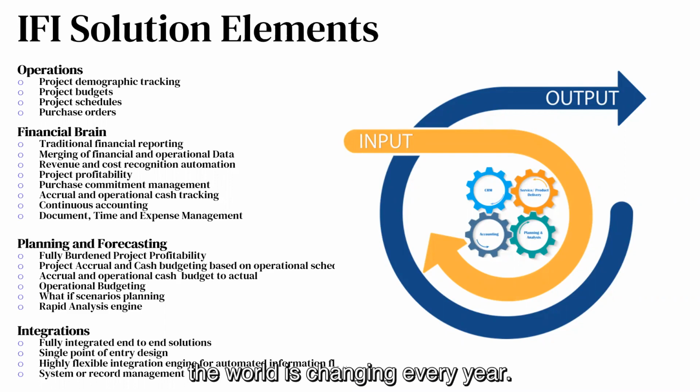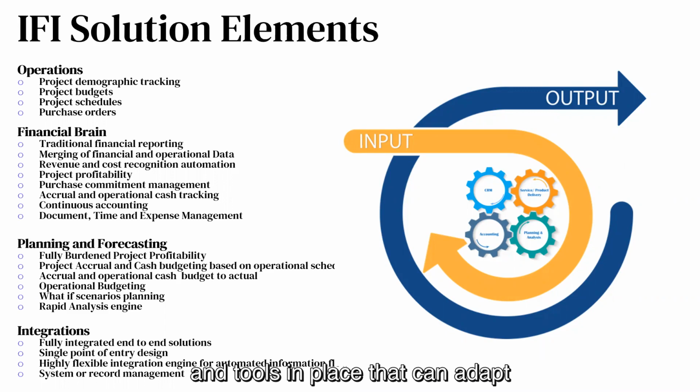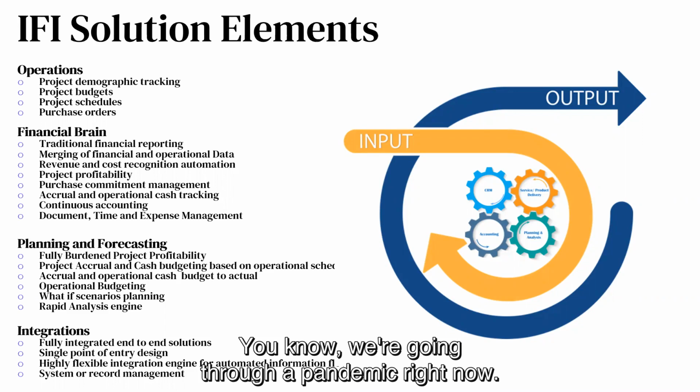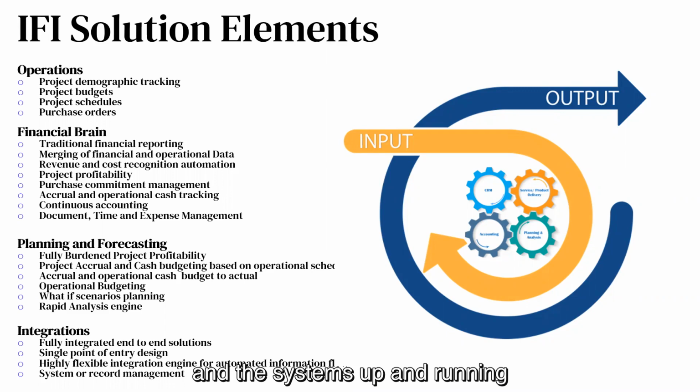The world is changing every year. Since we started this 4 years ago, there have been many changes, like revenue recognition, 606. We had to make sure that we had processes in place and tools in place that can adapt and are flexible enough to produce the same amount of output and also the real-time data that was needed. We're going through a pandemic right now, and it's critical that you have the tools in place and the systems up and running, or else the process fails.